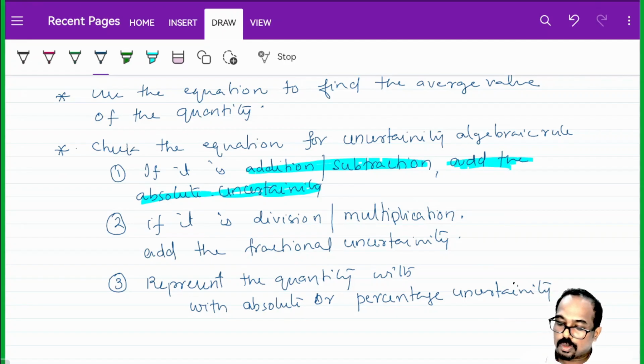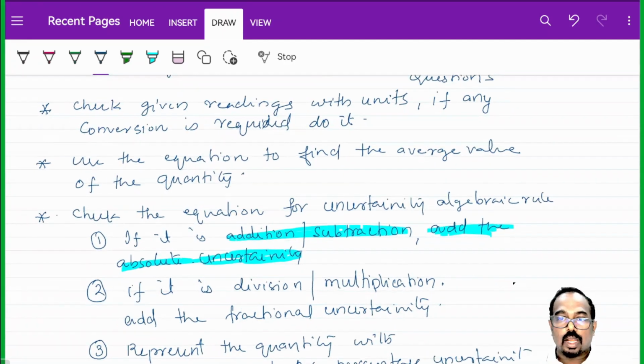Now you understood the procedure to solve uncertainty questions, right? This is the procedure. If you remember this procedure and you practice 5 to 6 questions, then you are not going to lose marks from uncertainty calculation. Okay. So one more time I will explain how to do it. First, you need to check the readings, measurements given with the uncertainty and check the unit. If any conversion is required in the answer, then you need to do that conversion also. In conversion, you may make mistakes.